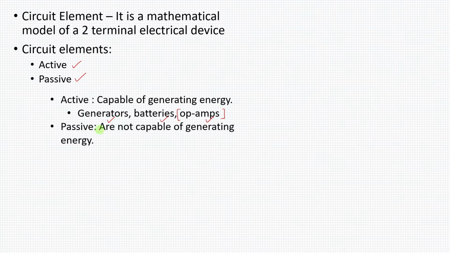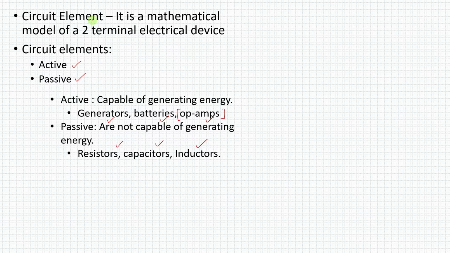Similarly, you have passive circuit elements. Now, passive circuit elements are not able to generate energy. These elements are not capable of generating energy. Simple examples are resistors, capacitors, and inductors. Resistors, inductors, and capacitors we will find throughout this course because these are very basic circuit elements.